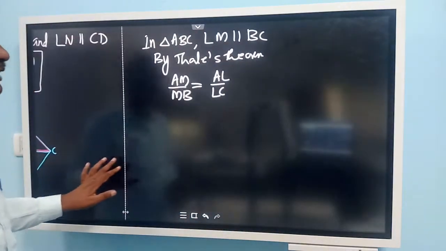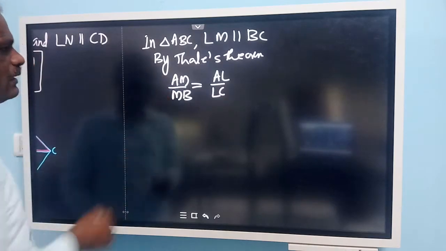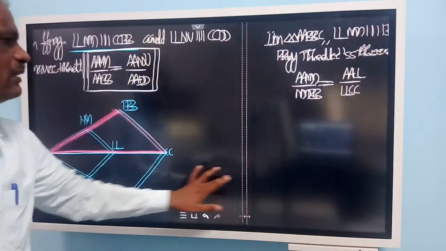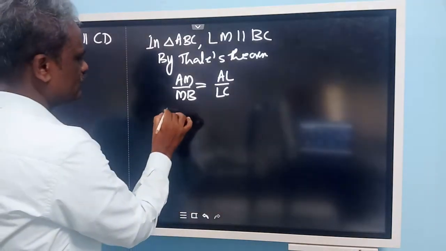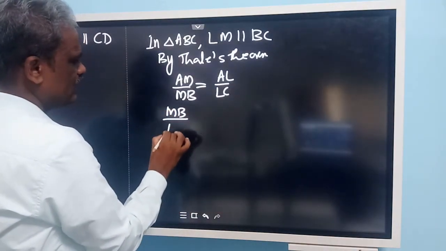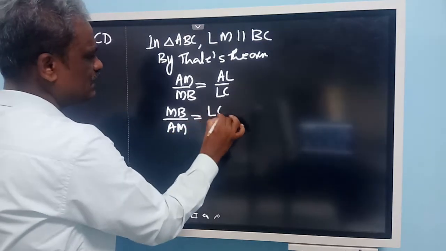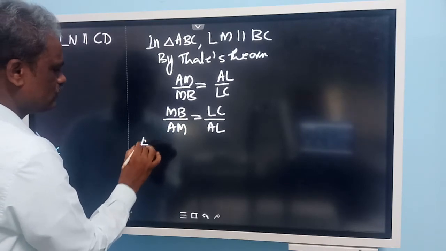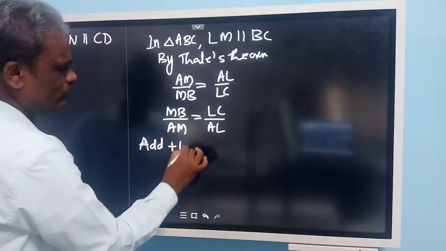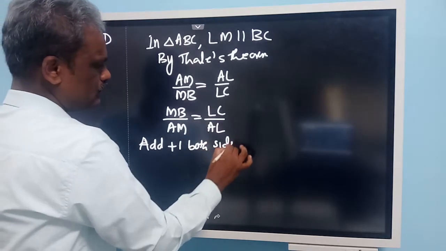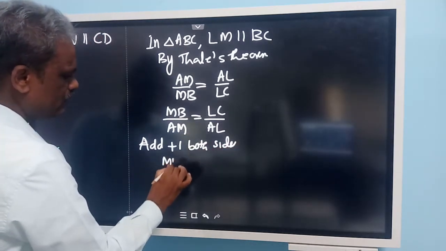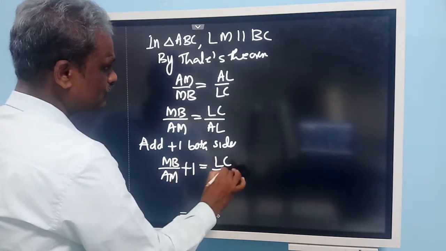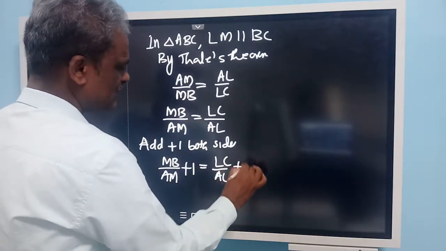How to do this? We have done one example problem. We want to retain AM. Instead of MB, we need AB. So therefore take the reciprocal here. So MB by AM is equal to LC by AL. Add 1 to both sides. So you can add +1 both sides. So what happens? MB by AM +1, LC by AL +1.